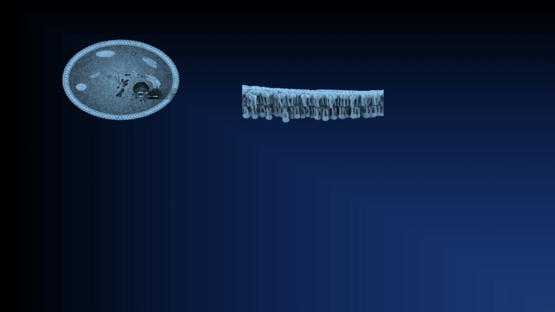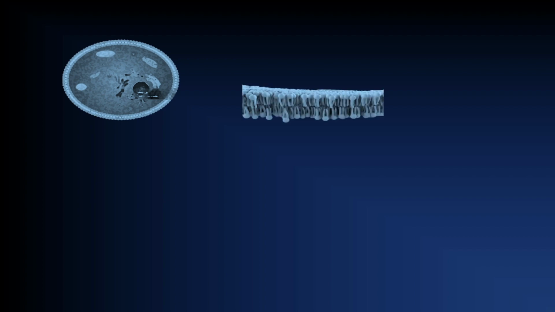Today, I will discuss the cell membrane. Let's look at the cell. The edge part is the membrane. It separates the inside of the cell from the outside. If we zoom in, it looks something like this.